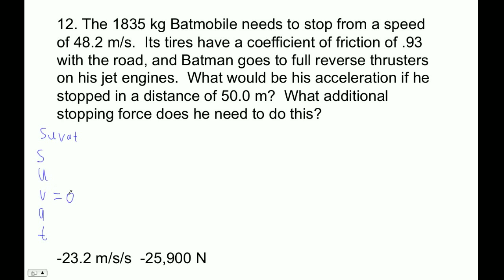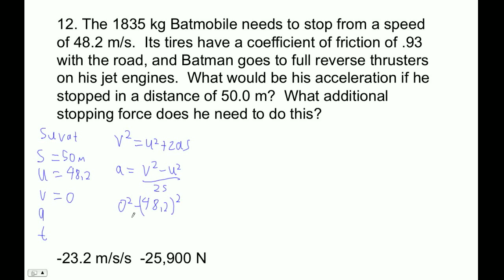So let's see. Stops, so final velocity is 0, from a speed of 48.2, and then 50 meters, right? Okay, so my choice is to use v squared is u squared plus 2as. So a is going to be v squared minus u squared over 2s, right? So it's going to be 0 squared minus 48.2 squared divided by 2 times 50. Let's do that.